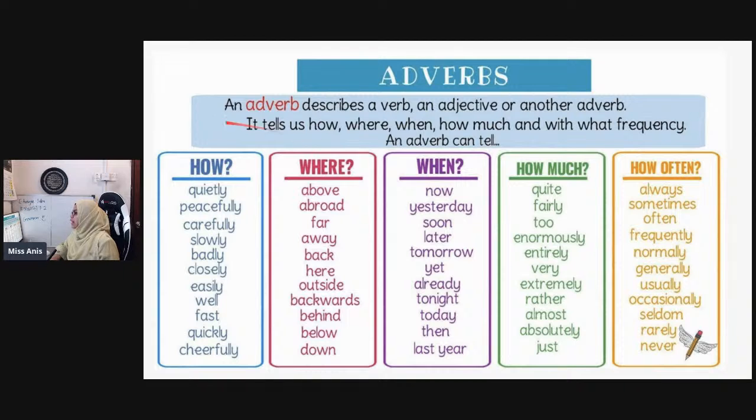Okay, so if you have someone ask you, how did you do it? How? Bagaimana hang buat? Macam mana? Bagaimana hang nyanyi? Sedap ke tak sedap? Like, do you sound nice or not? Okay, how do you do it? So here are the words: quietly, peacefully, carefully, slowly, badly, closely, easily, well, fast, quickly, cheerfully. Ambil kau ada banyak ly.